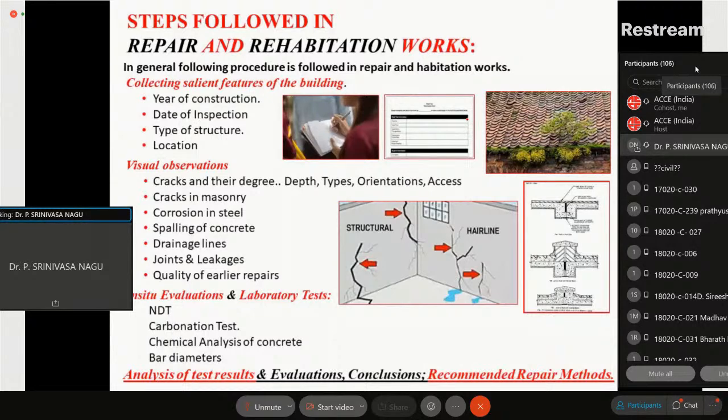So the joints issues, leakages, earlier repairs, who did it, how much he did it, with what knowledge he did it, what materials he used, all these things count, because now you are in a... see, it is like this.